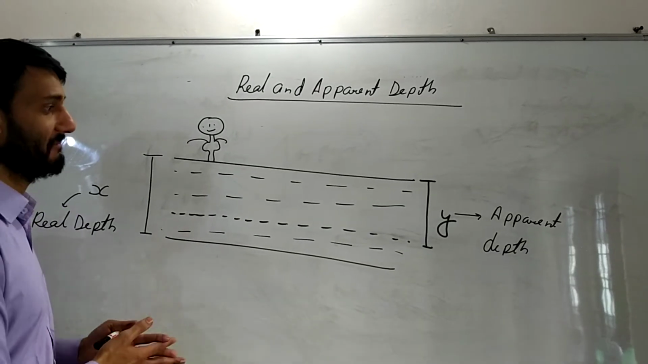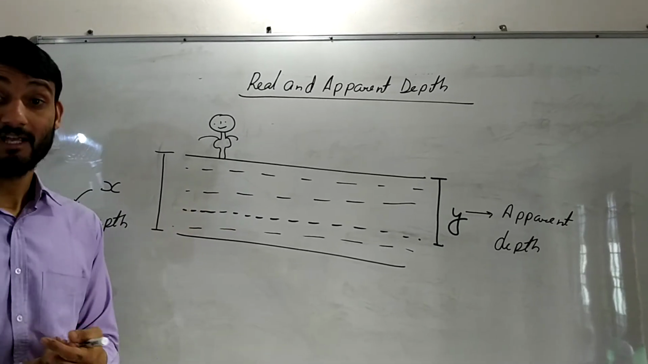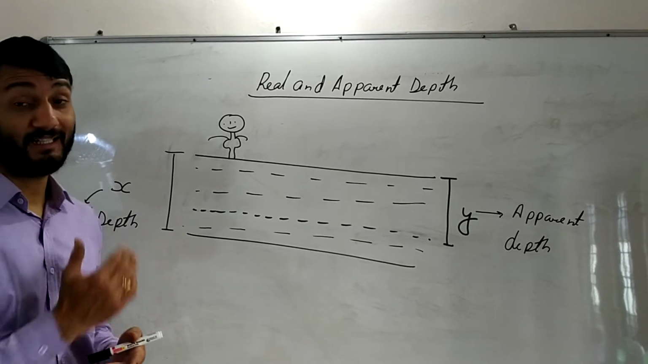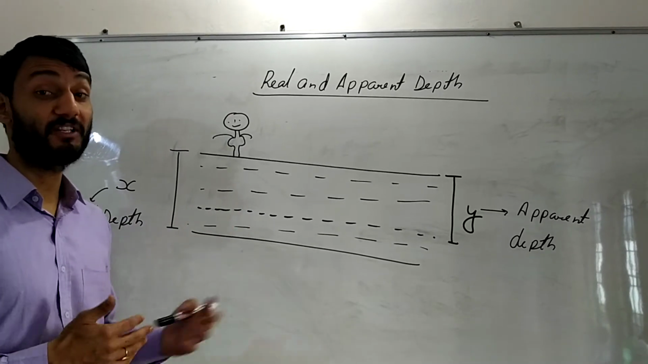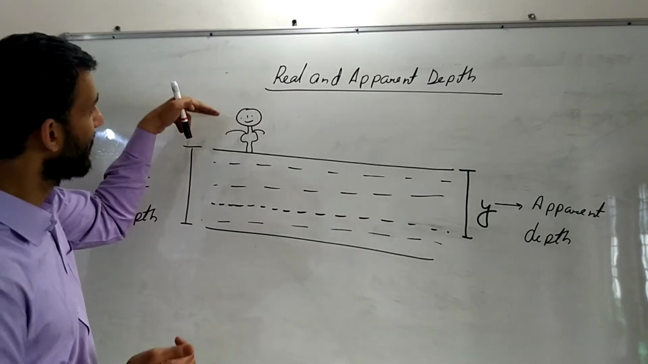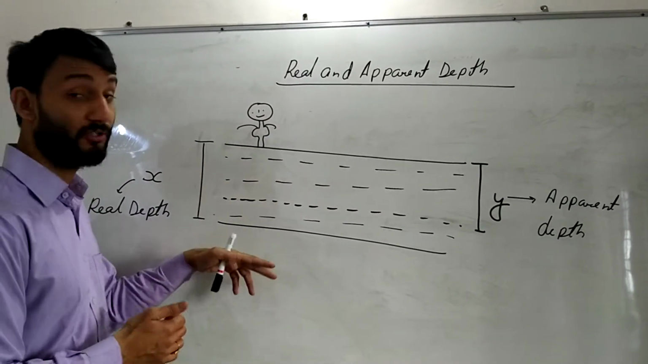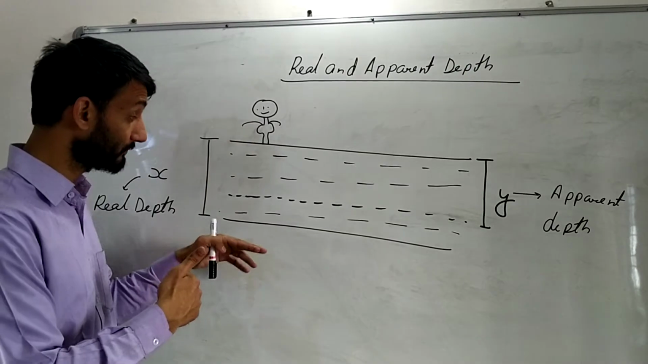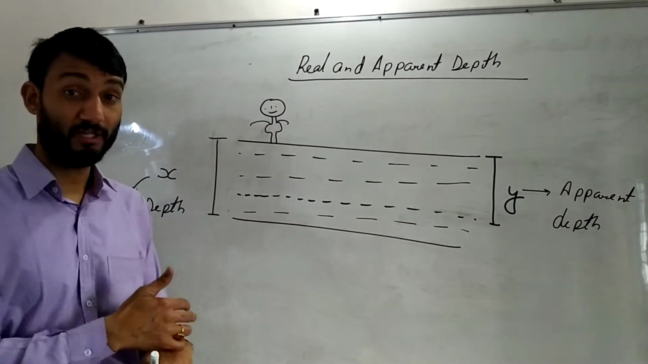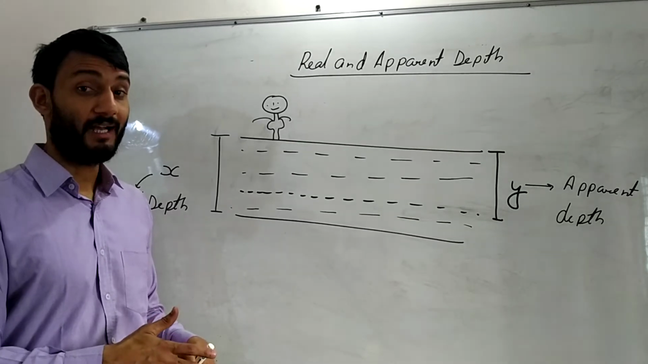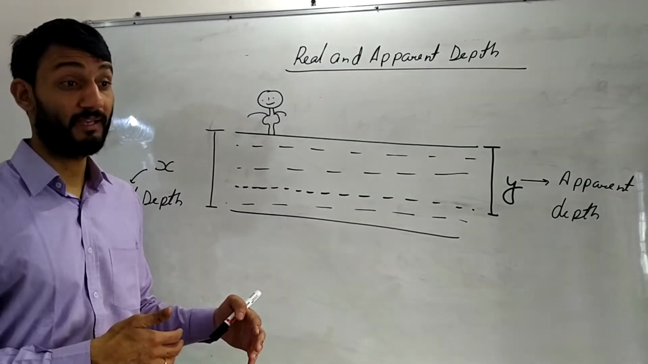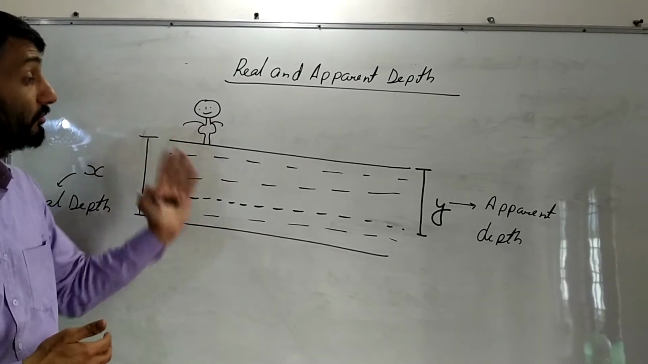So why is this happening? This is an interesting case, like the bending of the marker which we did. It happens because of the refraction of light. Light refracts when it goes from air to water, and that's why you feel that the swimming pool is not that deep, and when you jump into it, you find out that it is way deeper as compared to what you thought.